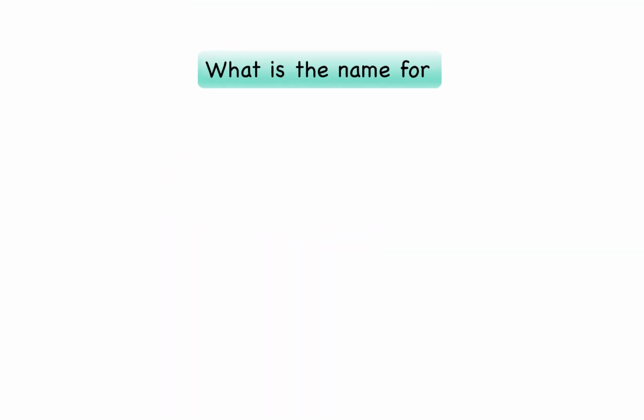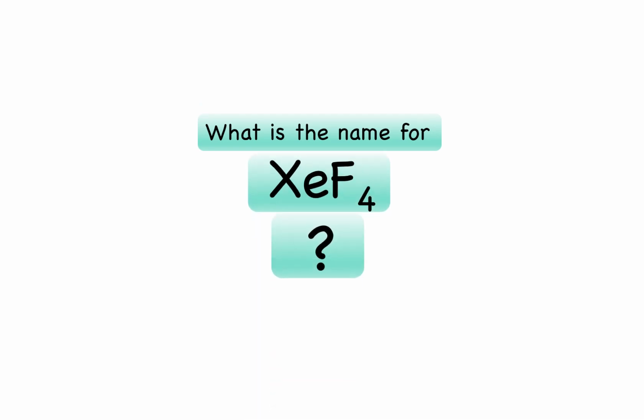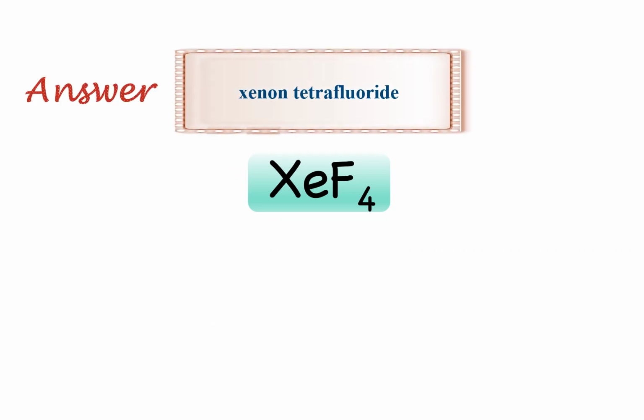Question 26. What is the name for XeF4? Answer: xenon tetrafluoride. Yes, this one's a surprise. You've learned that the noble gases are unreactive, so you would not expect to see xenon, a noble gas, in a compound. But you can think of it this way. Fluorine is so reactive that it even reacts with the most reluctant element.